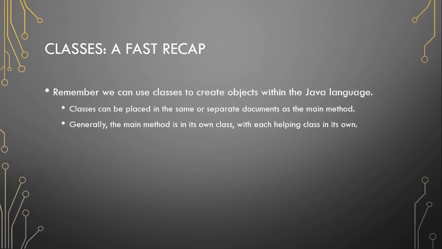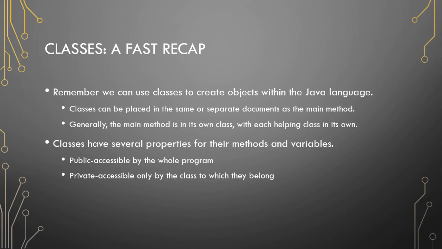So remember that in Programming 1, and in programming in general, we use classes to create objects within the programming language, in this case Java. Now classes can be placed in the same or separate documents as the main method. Generally speaking though, the main method is its own class and each helping class is its own. The reason you want to do that is because it's easier to separate things out. You don't have to worry about different things acting weird, and it's a lot cleaner in its presentation. And it's easier to look through too. Looking at a document with like 1,000 lines of code trying to find the one thing that's going wrong is a lot harder than looking through 5 different documents that are maybe only 100 lines of code each. Just to make a quick point.